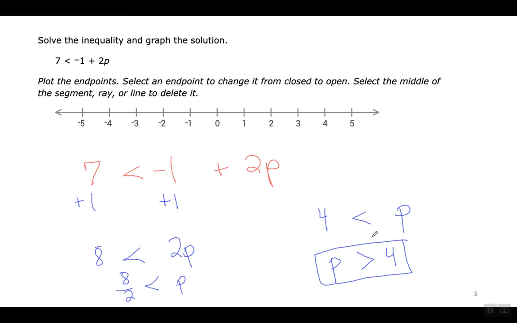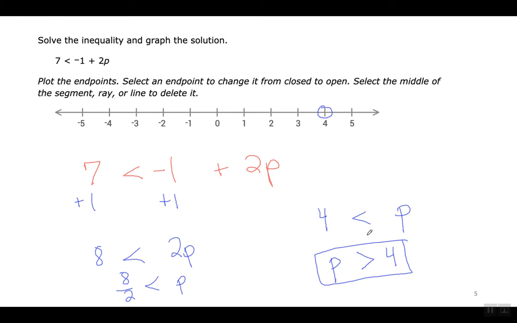Notice if I switch their sides, I got to keep the same relationship. The big side of the alligator mouth is pointing towards the P, and the little side towards the 4. So if I switch their sides, I got to keep the sign the same way, with the big side pointed towards the P, and the little side towards the 4. Okay, P is greater than 4.